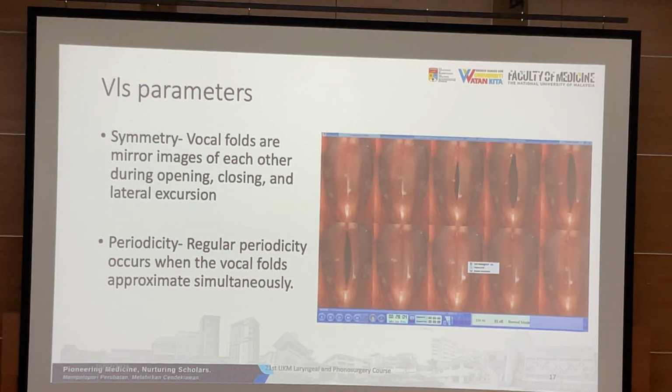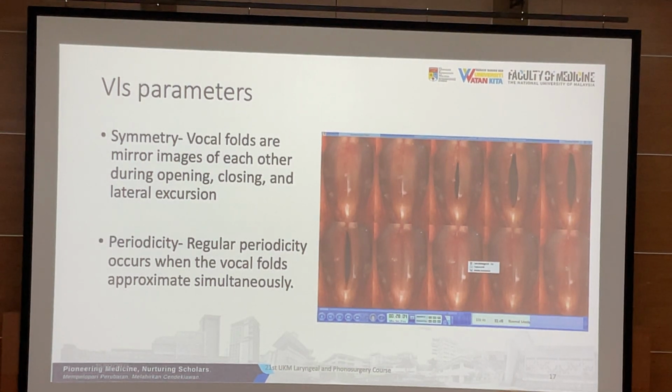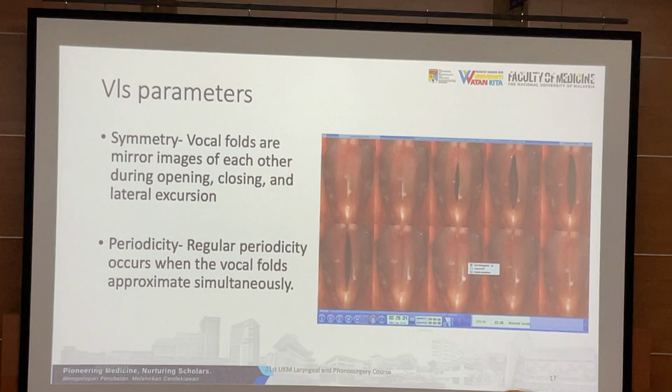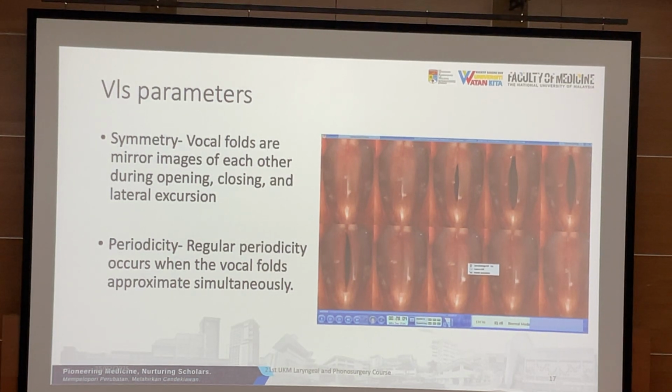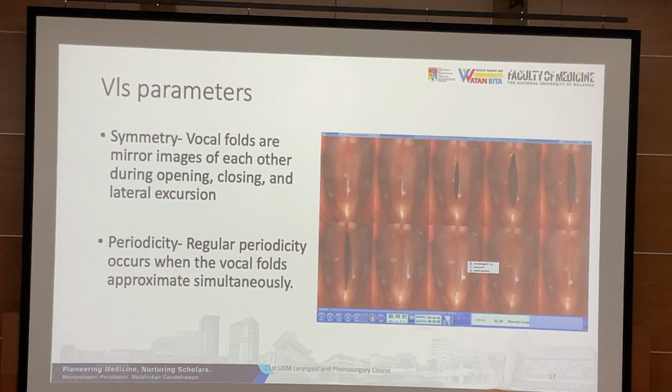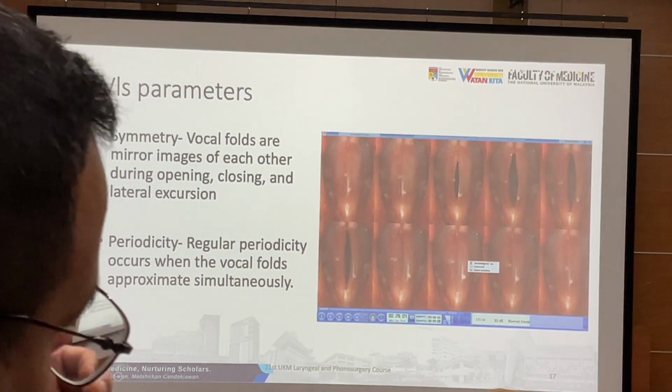Now, how do you see symmetry? So when you look at the slow motion, close, close, close, during the open phase, you observe how it opens left and right. Symmetry means that the left and right open at the same time, like a mirror image. Close, open, close, open. So that is what we call symmetrical mucosal wave. You may see a mucosal wave where one is already open, the other one not open yet, and it becomes yo-yo like that. Okay, that is severe asymmetry of mucosal wave.